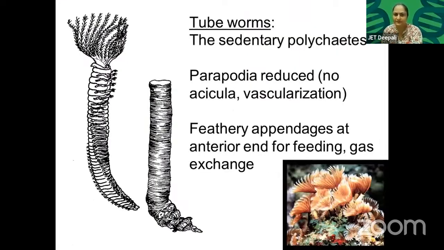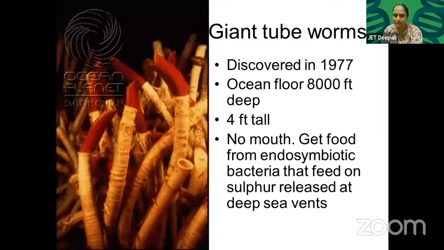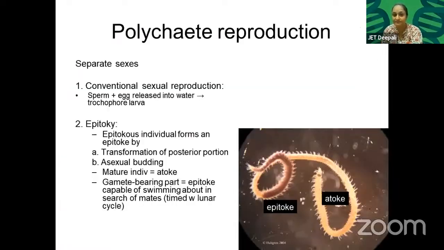Tube worms. In the sedentary polychaetes, parapodia are reduced, no external vascularization. Tube worms also include giant tube worms, four feet tall. They are examples of polychaetes. No mouth is found; they get food from endosymbiotic bacteria that feed on sulfur released at deep sea vents.